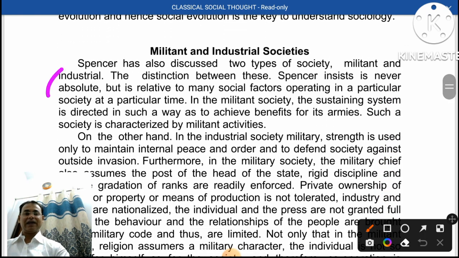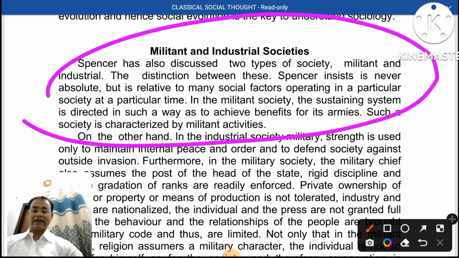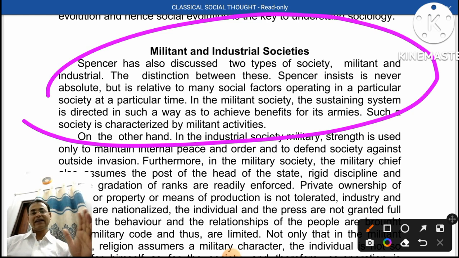Now there is a very important concept given by Spencer: militant and industrial society. Spencer differentiates society as militant and industrial. Militant society is a simple society, and industrial society is very complex after growth. Spencer has also discussed these two types of society. The distinction between these, Spencer insists, is never absolute, but is relative to many social factors operating in a particular society at a particular time.